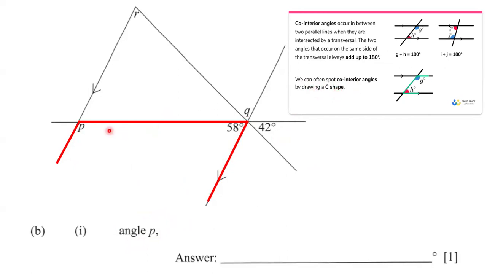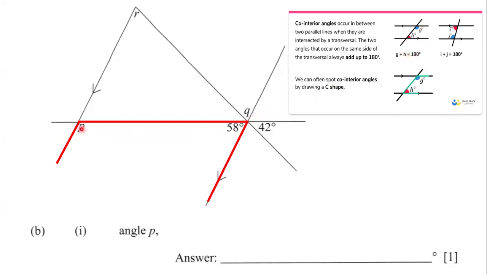So that means that this angle P and this angle whose size is 58 degrees are co-interior angles. Now, what do we know about co-interior angles? Well, if we notice here, we have the C shape, and we know that angle G and angle H are co-interior angles. But what do we know about them? G plus H is equal to 180 degrees, which means that co-interior angles must add up to 180 degrees.